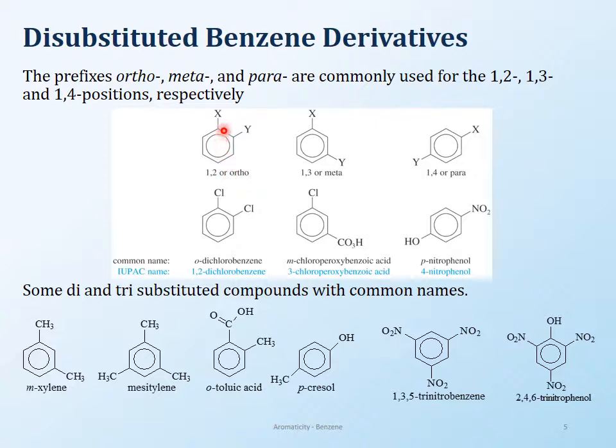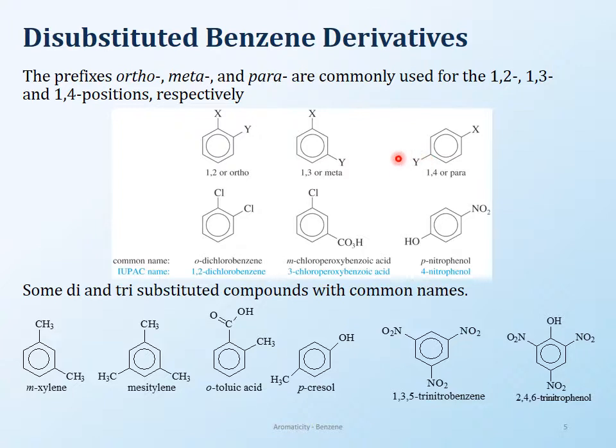If it's a 1-2 relationship, so between X and Y over here, you can write that as 1-2. Then you can also write that as ortho. If you have a 1-3 relationship, so X and Y, it's separated by one carbon, then you can also call it 1-3, or you can call it meta relationship. And then if it's 1-4, then it would be a para relationship, right? So here is 1, 2, 3, 4.